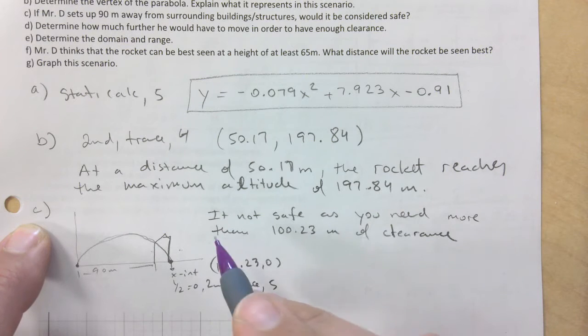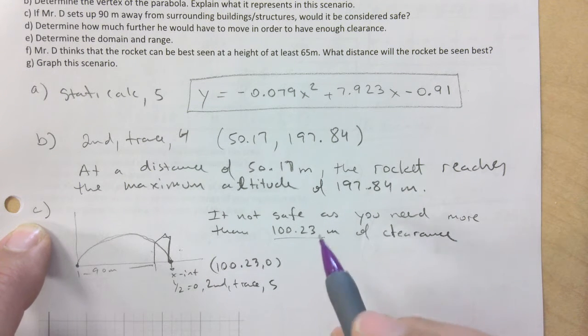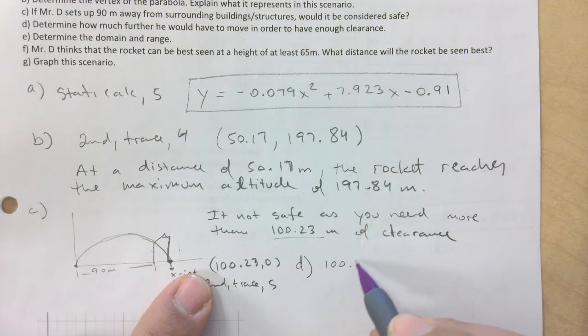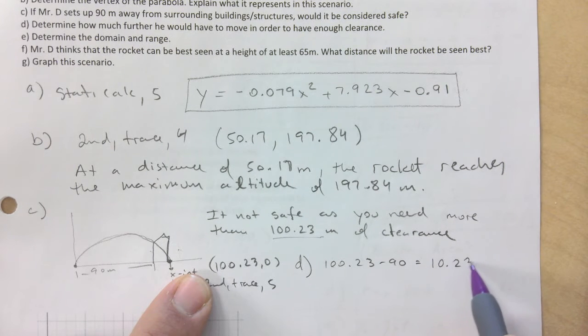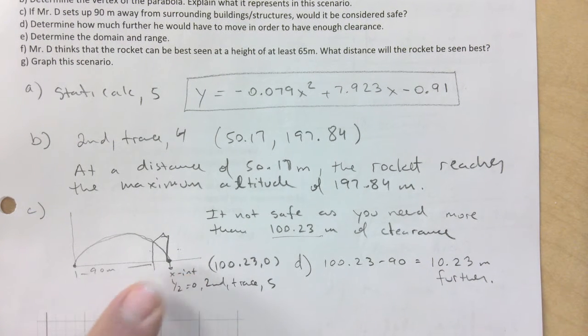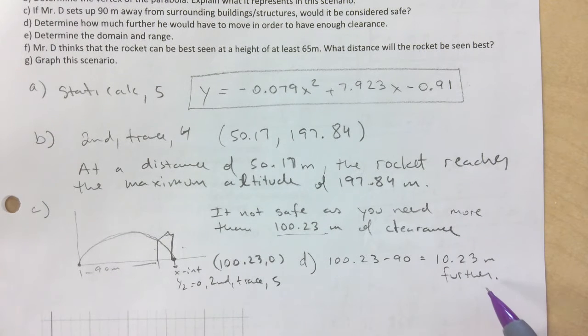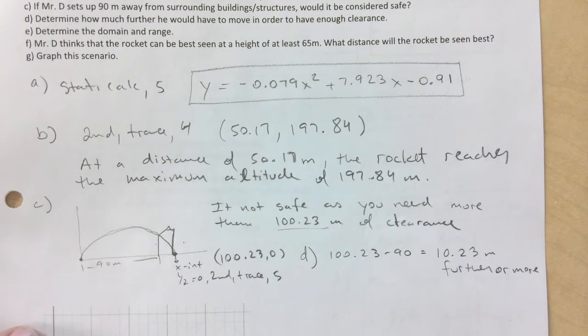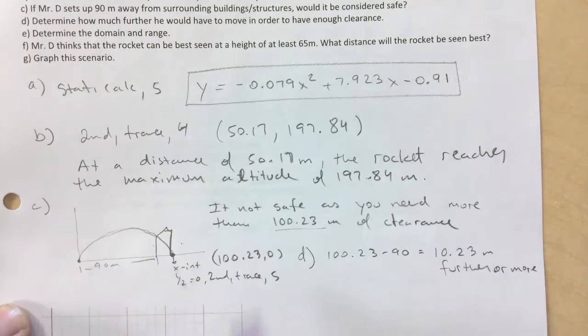So you've done some calculations and you're showing me that there. D, how much further would you have to move in order to have enough clearance? So we basically just go 100.23 minus 90, so that's 10.23 meters further. That is to be exactly on the nose, or more. At least 10.23 meters, okay?